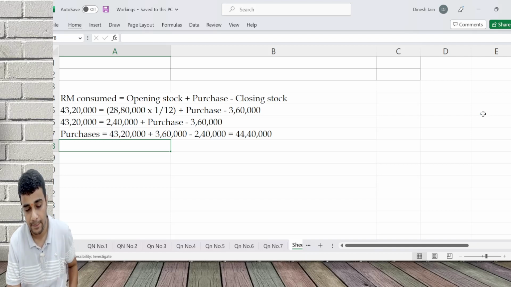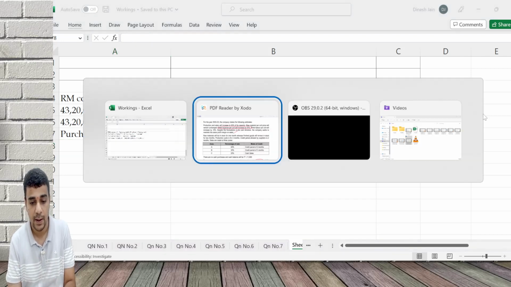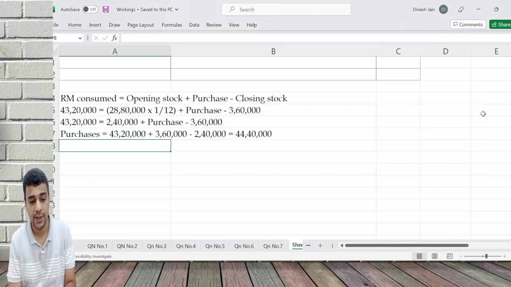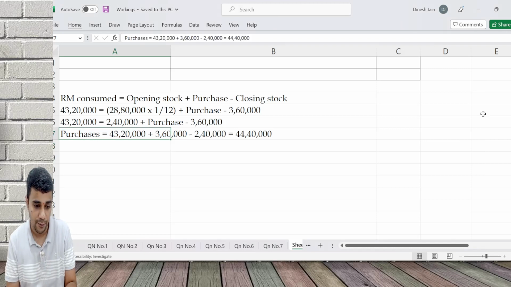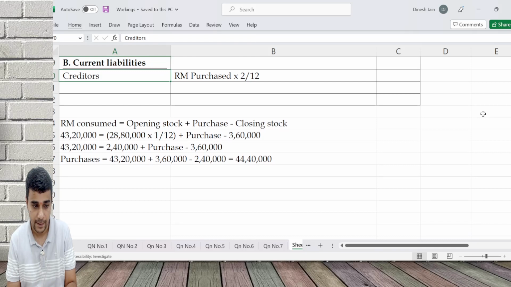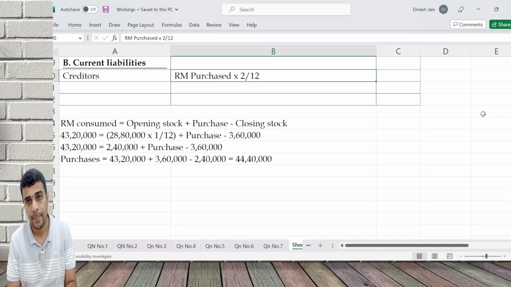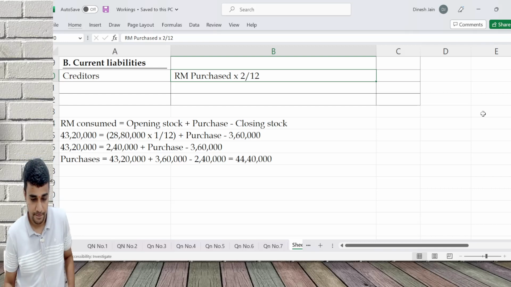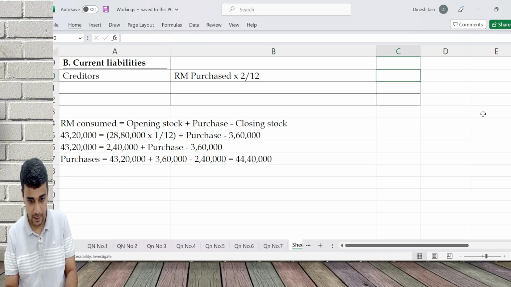Purchases is 44,40,000. This is a very important adjustment in the question. Because there's a change in the level of activity, there is a change in the RM consumed vis-a-vis RM purchased. So creditors is 4440 into 2/12.